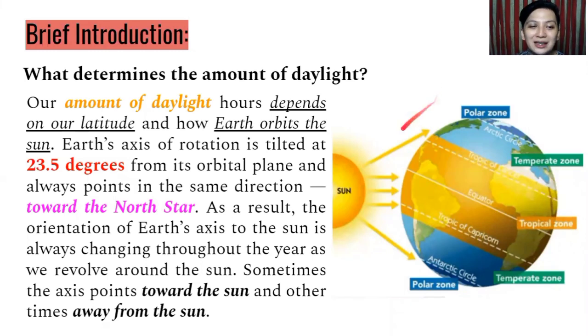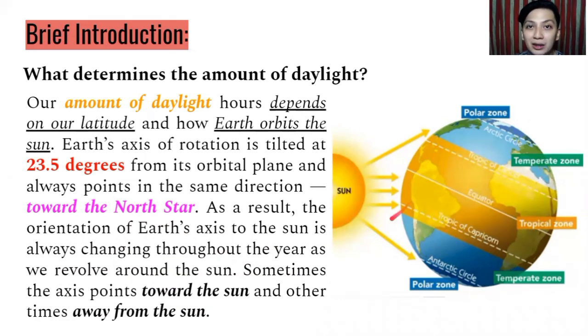So as a result, the orientation of Earth's axis to the Sun is always changing throughout the year as we revolve around the Sun. Okay, remember that one revolution of the Earth around the Sun is considered as 1 year. That's why we have different seasons, we have different climate in every month. So sometimes the axis points towards the Sun and other times away from the Sun.